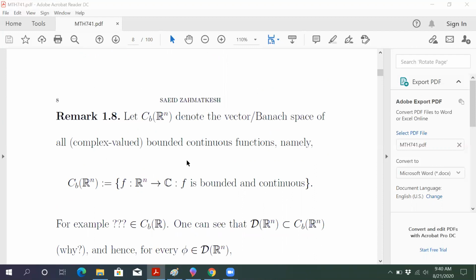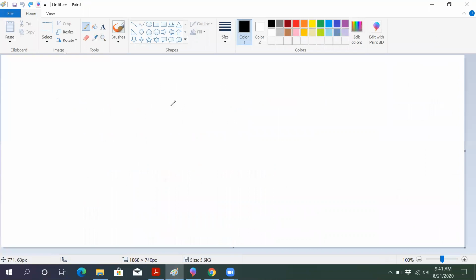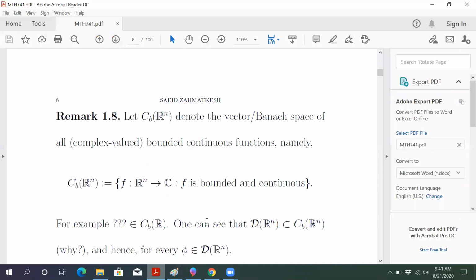Okay, so slowly, I read and explain for you, and if you need some more explanation, I'm going to write here and explain for you. So should be okay. So we have a remark here. Look at here, C_B(R^n) is a space, denotes the vector or Banach space. I assume that everybody is familiar with the notion of vector space. So vector space, or beyond that, Banach space of all complex valued bounded continuous functions on R^n, okay? So this is the definition of C_B(R^n). It denotes all functions from R^n into C such that f is bounded and continuous, okay? So please write down this definition.